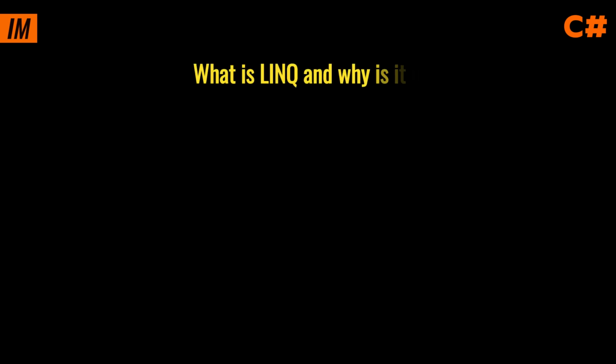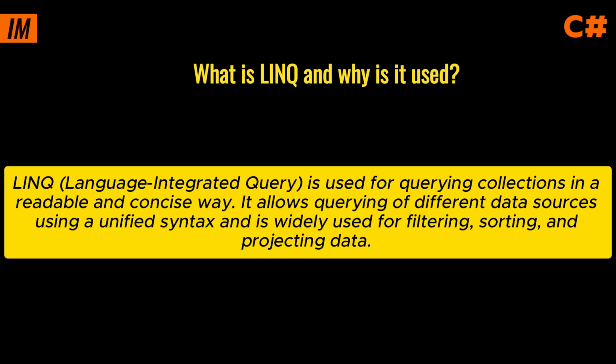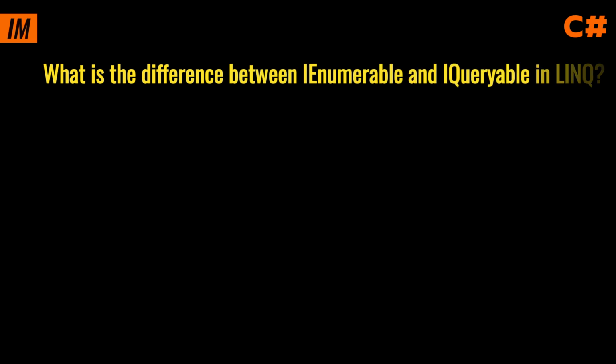What is LINQ and why is it used? LINQ, language integrated query, is used for querying collections in a readable and concise way. It allows querying of different data sources using a unified syntax and is widely used for filtering, sorting, and projecting data.